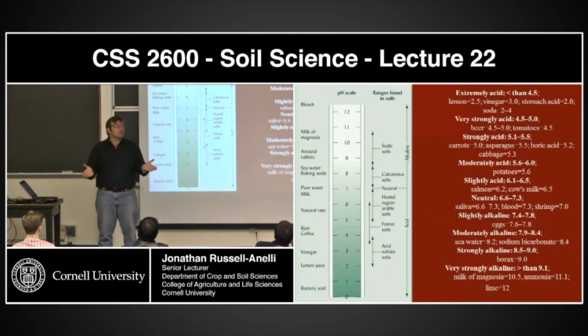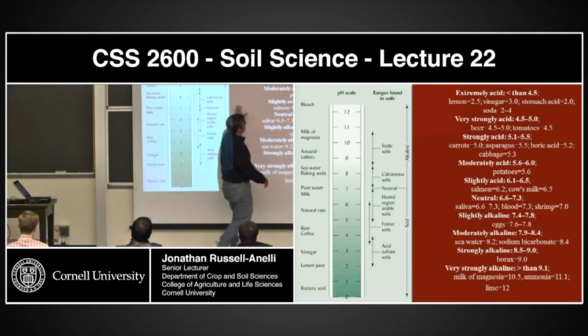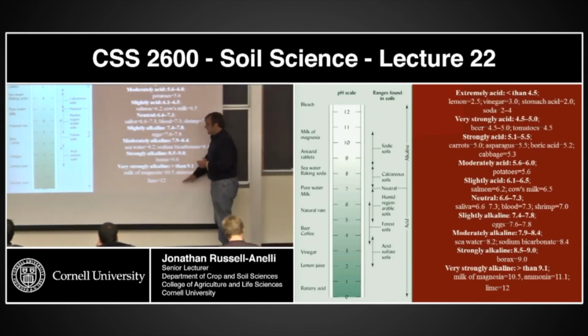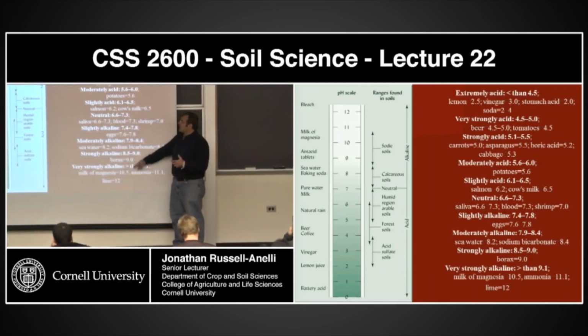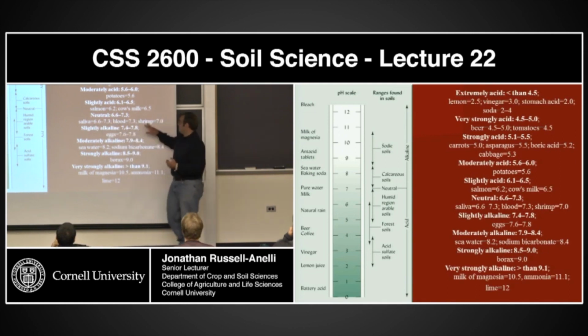Let's give you some idea about what this actually means in the real world. This is straight out of your book. What I did was I basically took some of these and added some other ones. But basically, this term is very strongly alkaline, neutral. And I gave you some ideas about what things are at that pH. So neutral pHs, basically 6.6 to 7.3. You're looking at things like saliva, blood, shrimp.